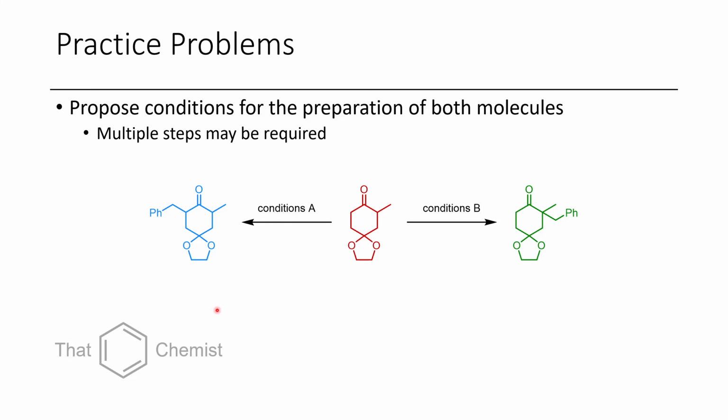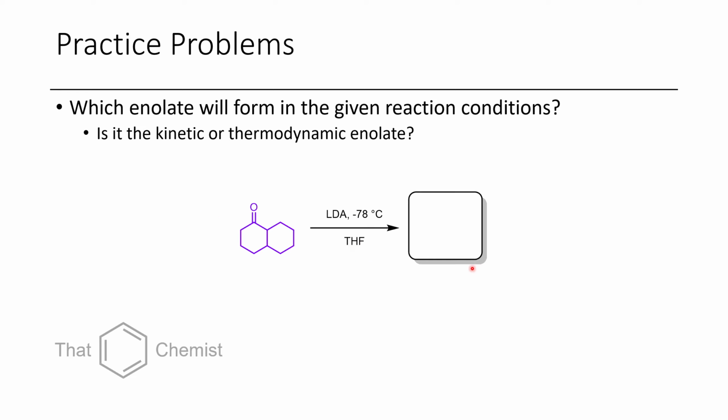Now for this lecture, I'm going to assign two practice problems. First, starting with this ketone, propose conditions that would afford you the product on the left and the product on the right. Multiple steps may be required. In this other example, I'd like you to show which base or which lithium enolate would form under the given reaction conditions. And I want you to determine whether it's the kinetic or the thermodynamic enolate.